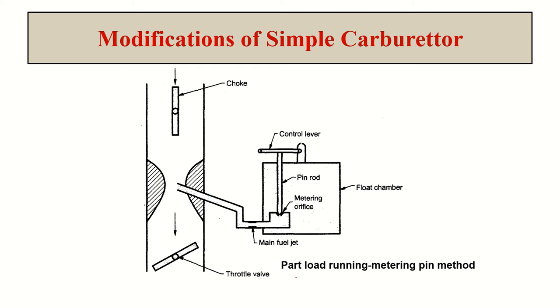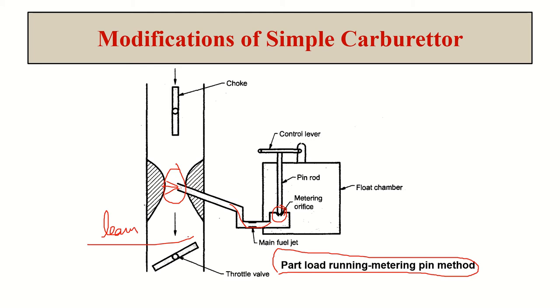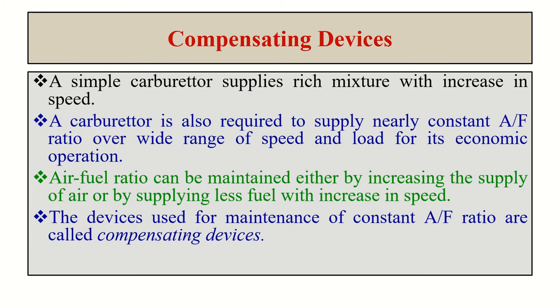Suppose it is a part load running condition, I said cruise, where you want to supply a leaner air-fuel mixture. You see here the throttle is not completely open, it is partly open. Choke is open now. Now there is a pressure drop and the fuel will be coming out. This quantity of fuel we can reduce by blocking this passage. So you can use a metering device to block the passage. If you restrict it, the quantity of fuel flow will reduce so that you get a lean mixture. So that is how you can do it.